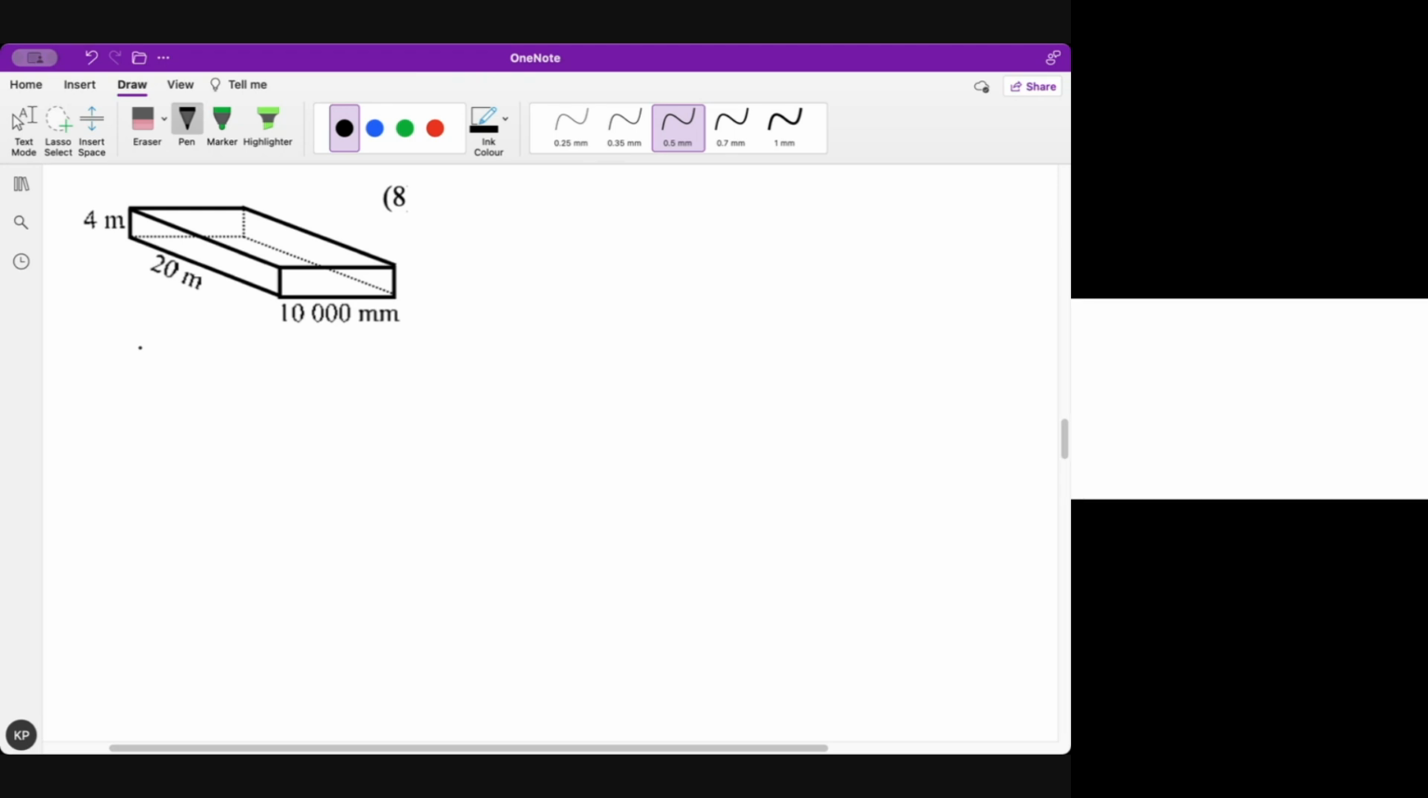Yes, Seth, the units are different. Okay, units are different. How do we convert millimeters to meters? Millimeters to meters. I'm going to write here. It's going to be 10,000.